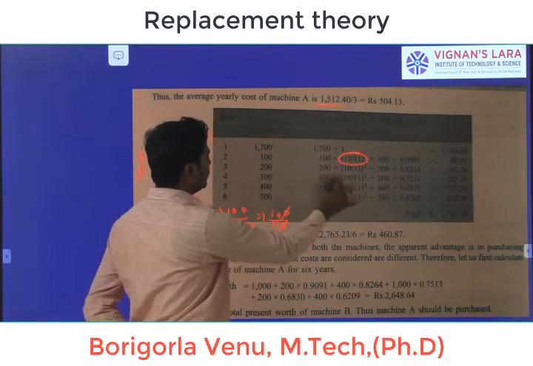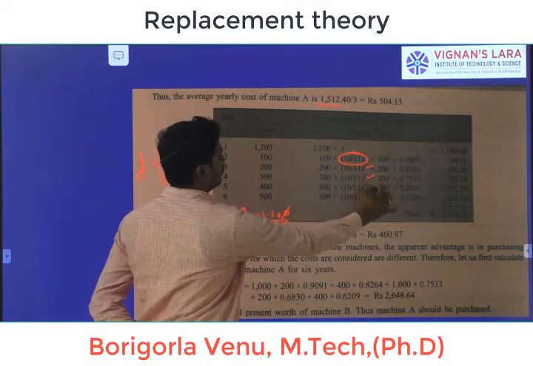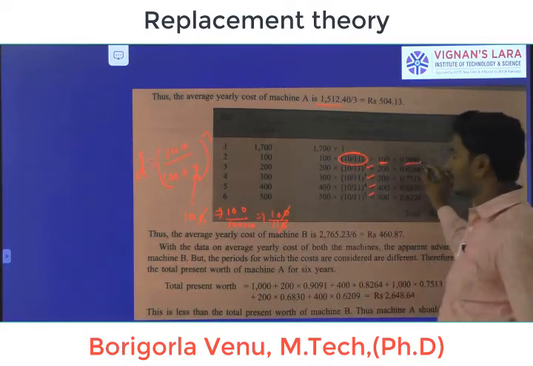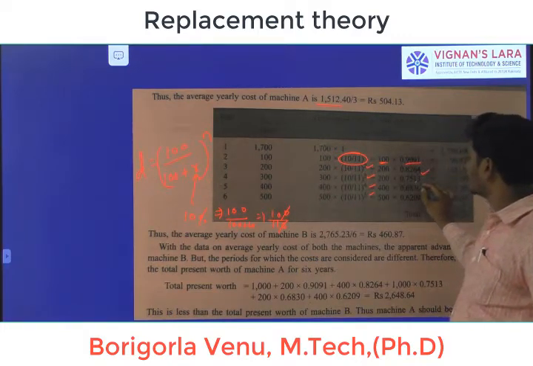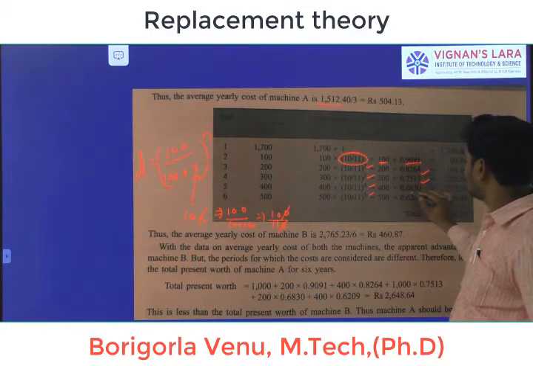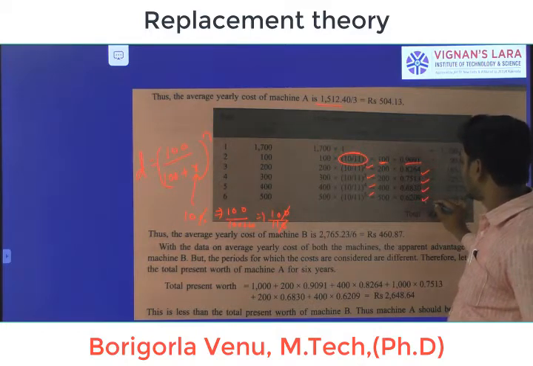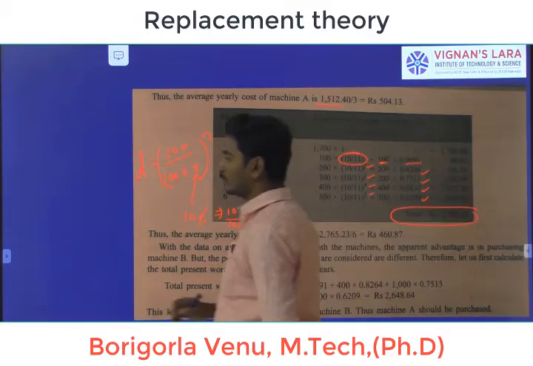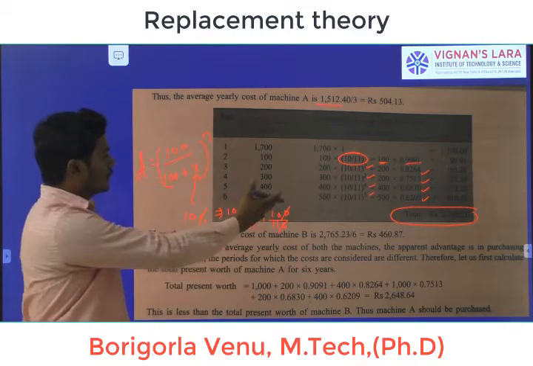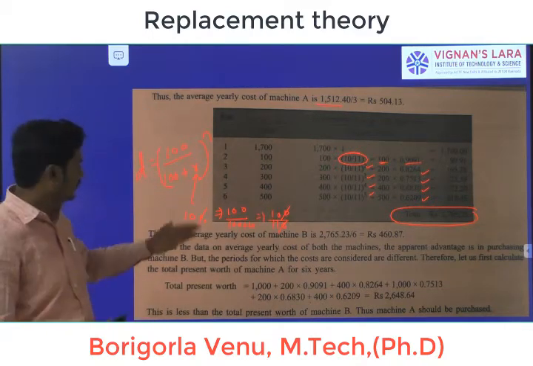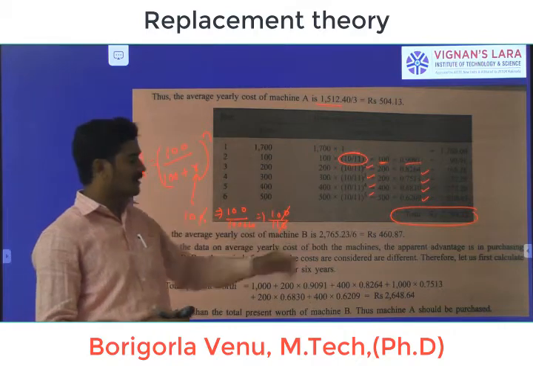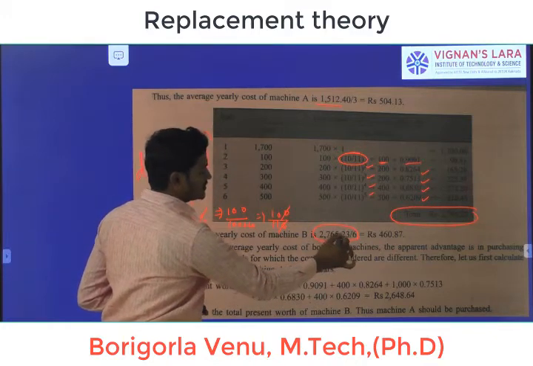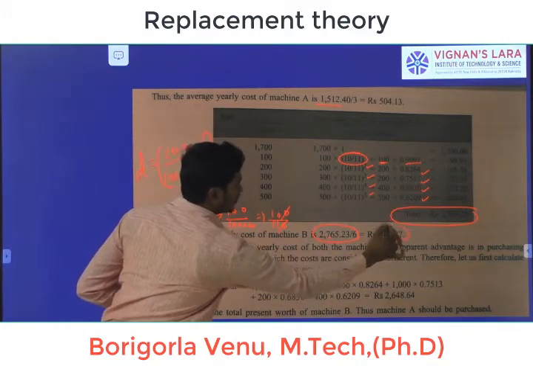So same for second year, third year, 2, 3, 4, 5, like this. After this we are going to get 100 into 0.901, 100 into 0.8264, 100 into 0.7513, 0.6830, 0.6209. Finally we get the total value as rupees 2765.23. Next, the average yearly cost of machine B: how many years are we going to calculate? 6 years. So the average cost is 2765.23 by 6 is equal to 460.87.